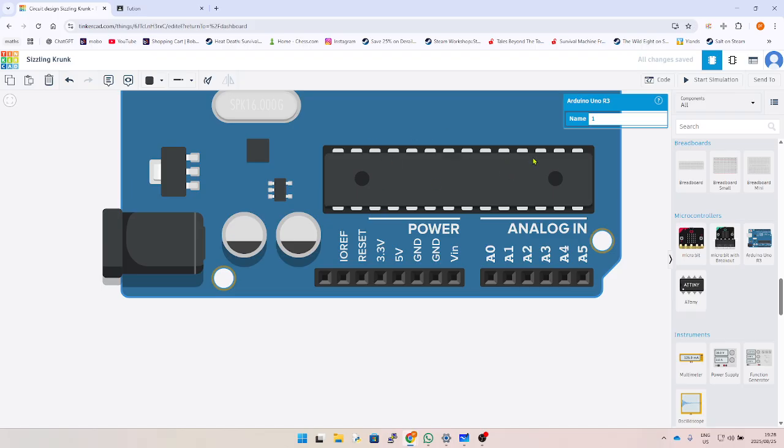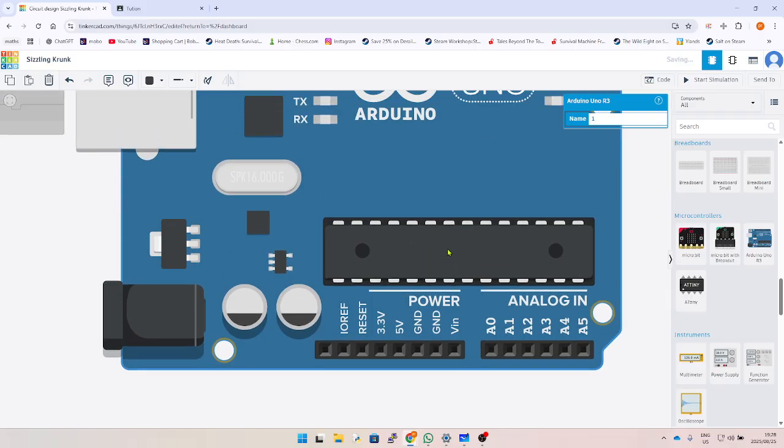And at what speed does this operate? It's in megahertz. Yes, 16 megahertz.